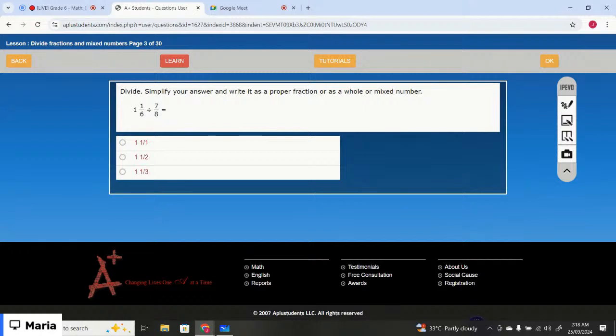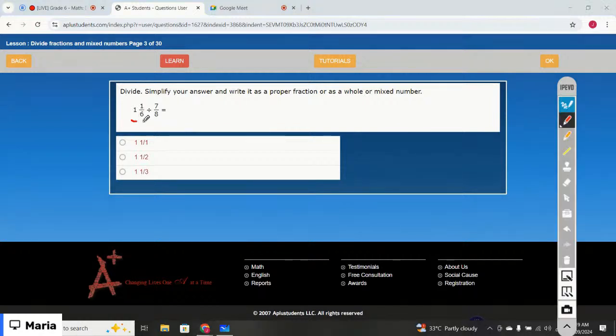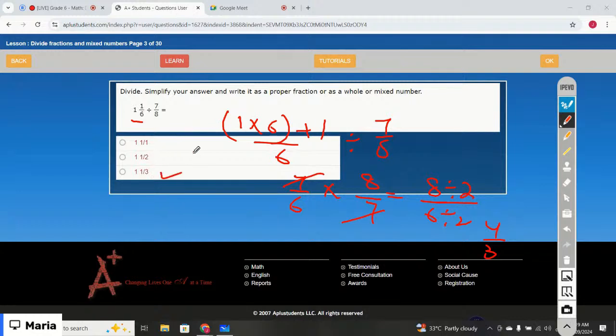Okay, the next one is 1 whole 1 over 6 divided by 7 over 8. So let's just see how we divide. We have to convert this mixed fraction to an improper fraction, that is 1 times 6 plus 1 over 6 divided by 7 over 8. So that is 6 times 1 is 6 and 7 over 6, and multiply by 8 over 7. So 7 and 7 cancel out. You are left with 8 over 6. Divide them by the common factor 2, that is 4 over 3. So the correct option is 1 whole 1 over 3. Option number C is the correct option.